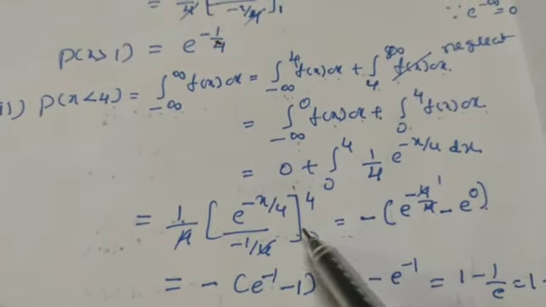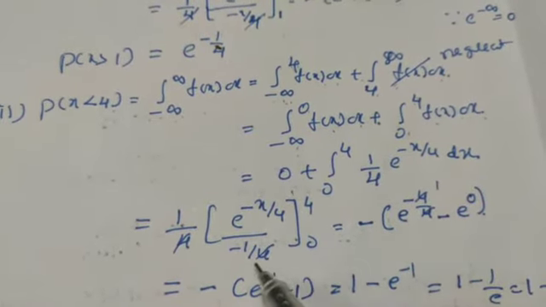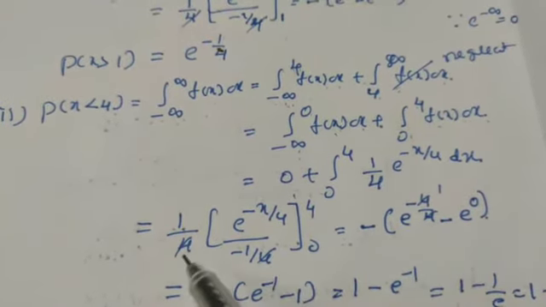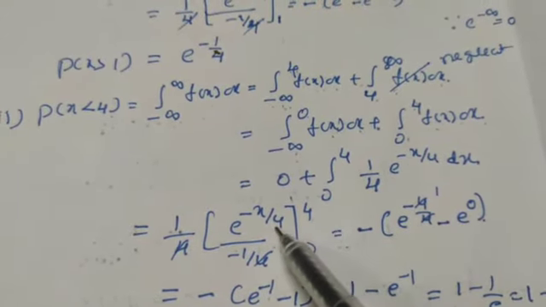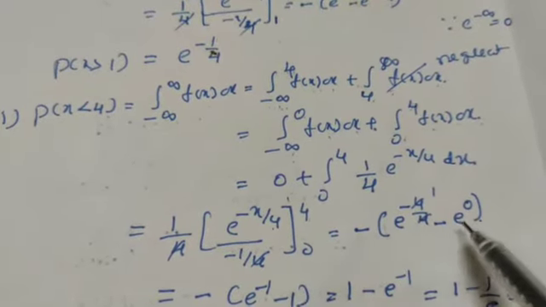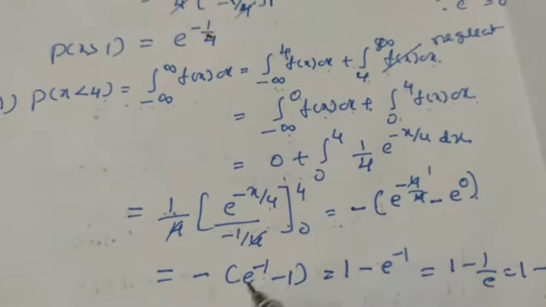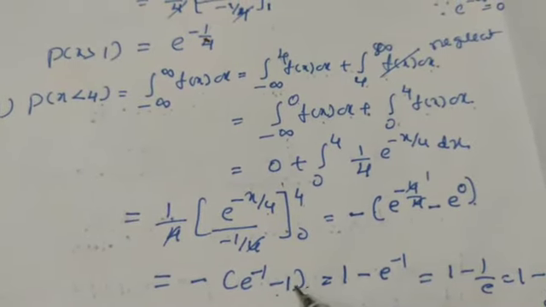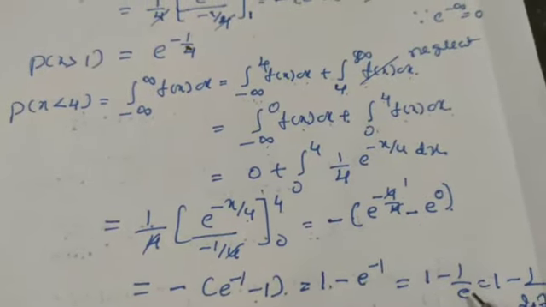So 1 by 4 as it is, integration of e raised to minus x by 4 is e raised to minus x by 4 divided by minus 1 by 4. Take reciprocal, these get cancelled, and again substitute the limit here. When x is 4, upper limit e raised to minus 1 minus lower limit is e raised to 0. So it is minus, you have taken outside, e raised to minus 1 minus 1, that is multiplying with minus, and it is 1 minus e raised to minus 1, or it is 1 minus 1 by e.